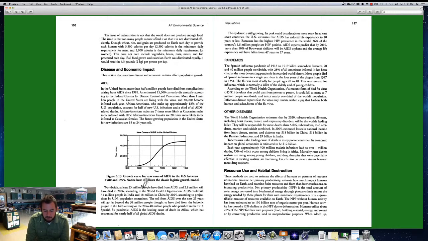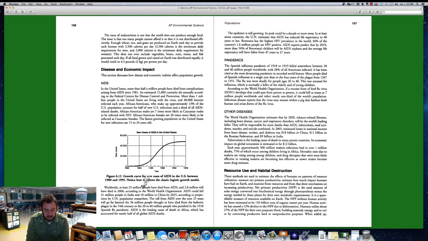Worldwide, at least 25 million people have died from AIDS, and 2.8 million died in 2006, according to the WHO, the World Health Organization. AIDS could kill 31 million people in India and 18 million people in China by 2025, according to projections by the UN. The toll from AIDS over the next 25 years will go far beyond the 34 million people thought to have died from the bubonic plague in the 14th century, or the 20 to 40 million people who perished in the 1918 Spanish influenza pandemic. AIDS is the leading cause of death in Africa, which has accounted for nearly half of all global AIDS deaths, and the epidemic is still growing.